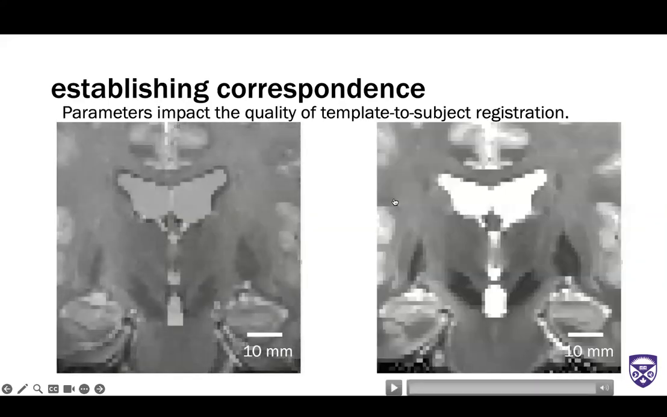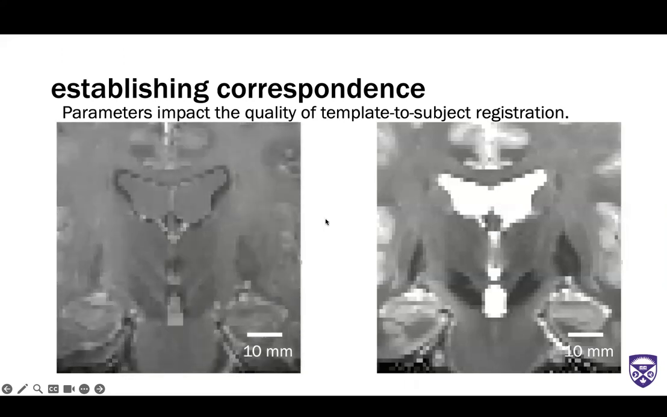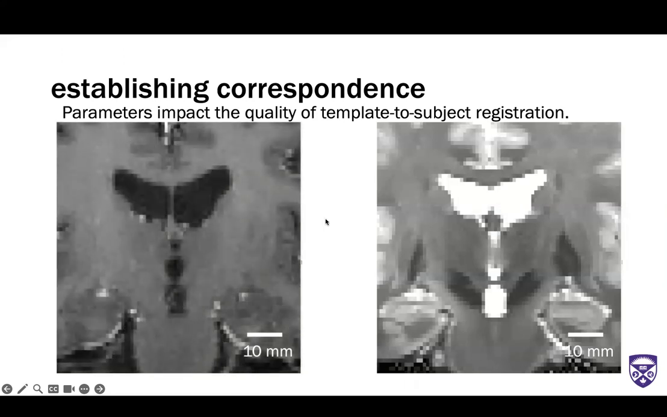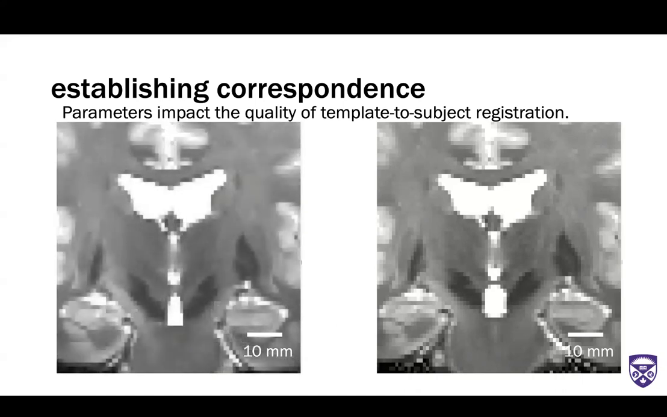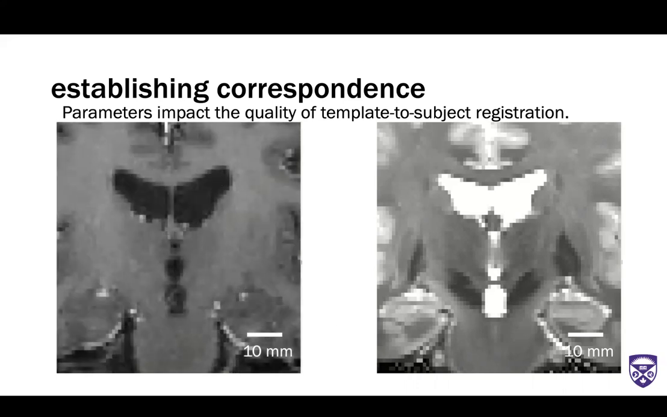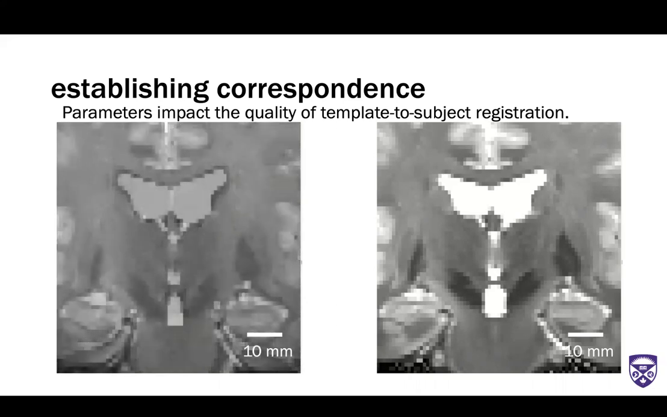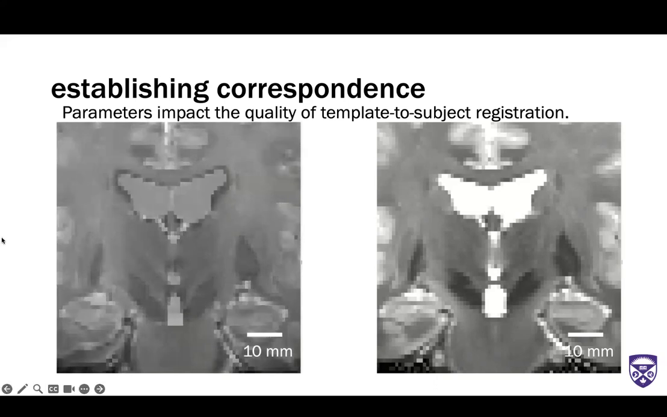Now, certainly we all understand here that parameters can impact the quality of template to subject registration. Here is an example of a patient scan being panned between that and a high quality 7T template. And here we see the ventricles are well aligned, and there's certainly a suggestion that we have a good mapping between those spaces.